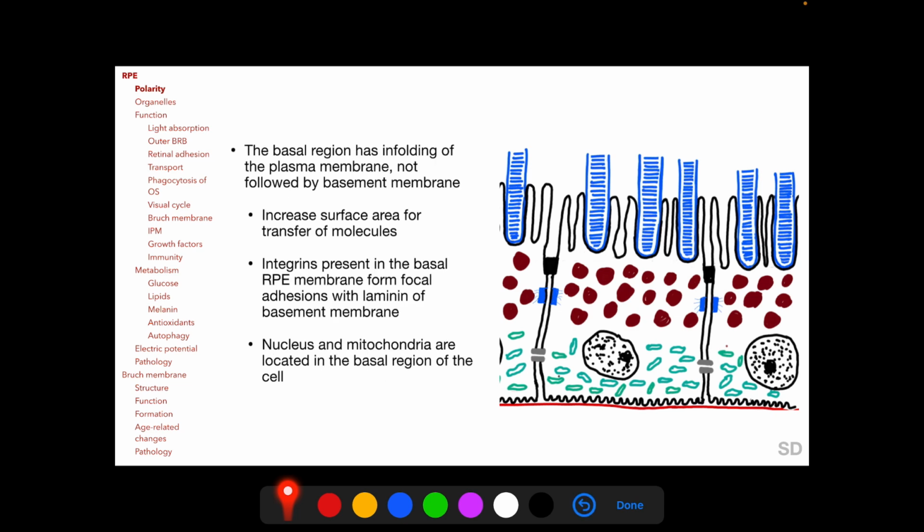The basal region of the RPE cell has infoldings of the plasma membrane, which is not followed by the basement membrane. These infoldings increase the surface area of the basal plasma membrane for transfer of molecules. The retinal pigment epithelium is attached to the Bruch's membrane, of which the retinal pigment epithelium basement membrane is a part. There are focal adhesions between the basal plasma membrane of the retinal pigment epithelium and the retinal pigment epithelium basement membrane. The nucleus and mitochondria are located in the basal region of the RPE cell.